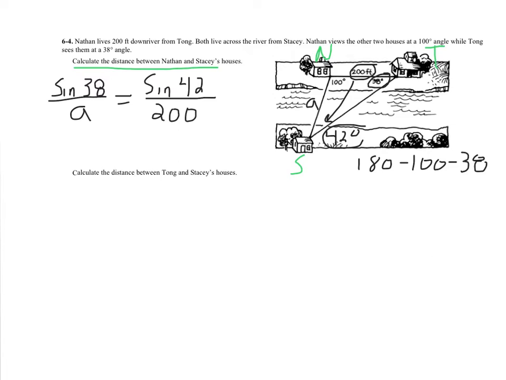Let's cross multiply. A times the sine of 42 equals 200 times the sine of 38. Divide both sides by the sine of 42.